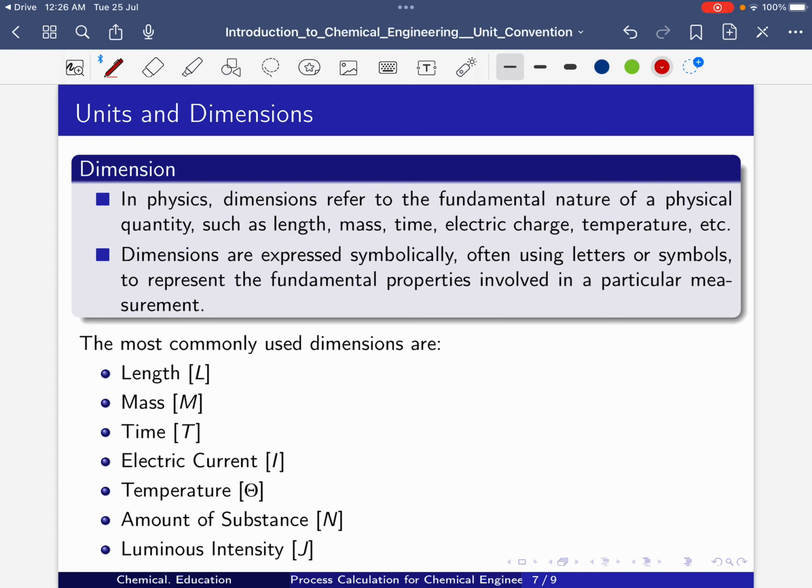Suppose you want to measure some length, how do you express length? Obviously, we can say meter. If we express what properties are involved, we can express them with a symbol or letter. If length is involved, we can use L. So the dimension of length is L. Mass is M, time is T, electric current is I, temperature is theta, amount of substance is N, luminous intensity is J. We can use those.